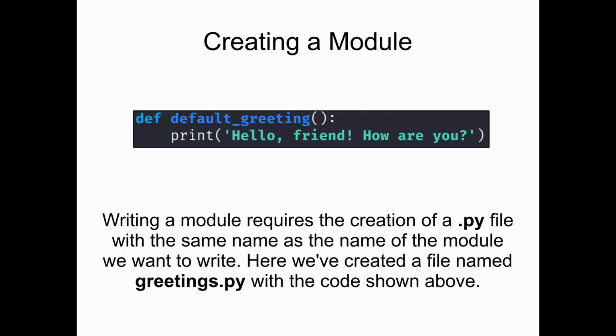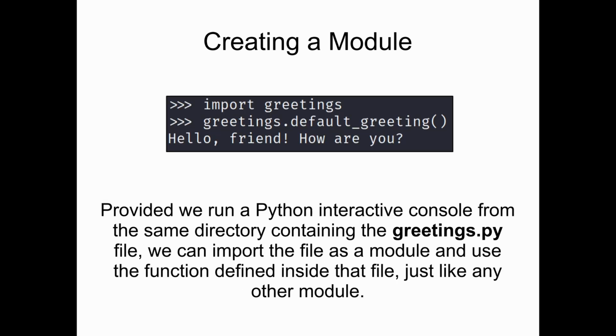Writing a module requires the creation of a .py file with the same name as the name of the module we want to write. Here we've created a file named greetings.py with the code shown above. Provided we run a Python interactive console from the same directory containing the greetings.py file, we can import the file as a module and use the function defined inside that file, just like any other module.